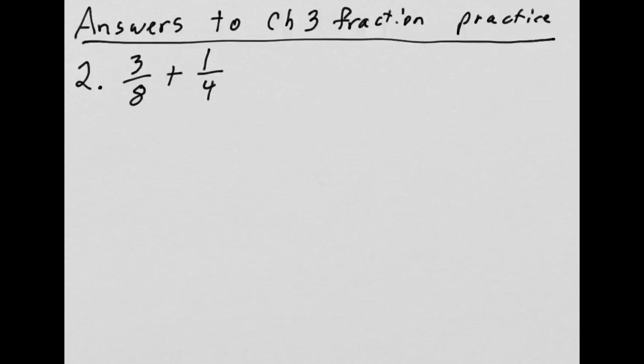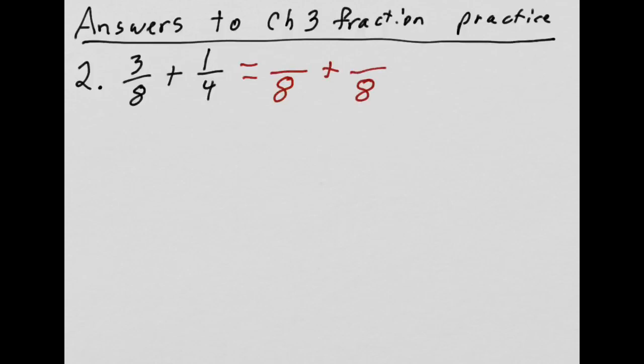To do this problem, we need to have a common denominator. The common denominator will be 8. I find that by looking at my two fractions, and if the smaller denominator will divide into the larger denominator, then that can be our new denominator. So I'll rewrite them with the new denominator.